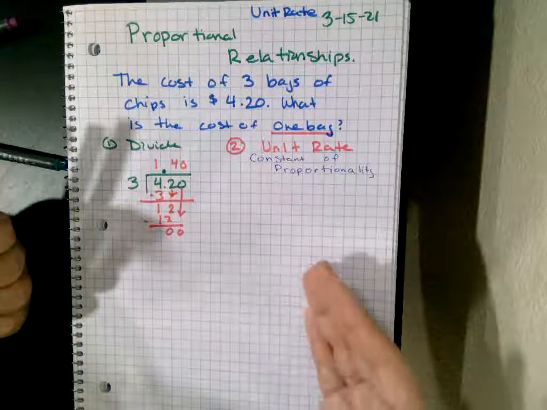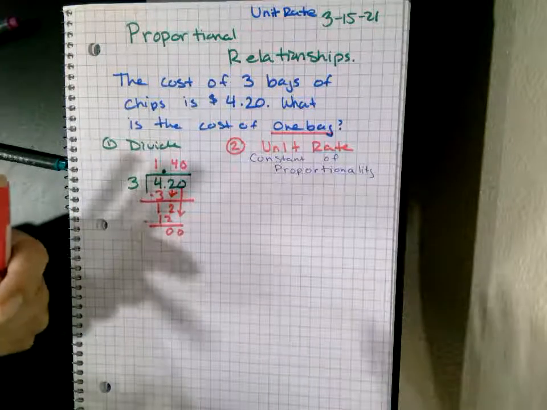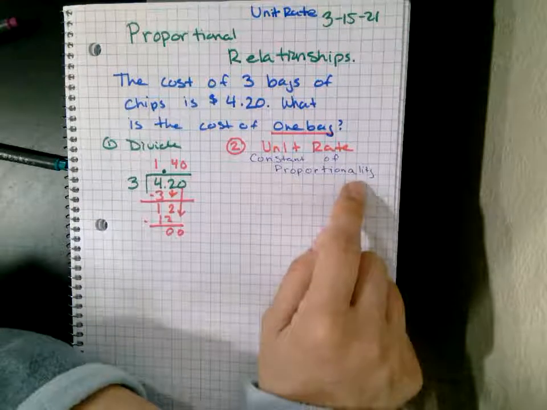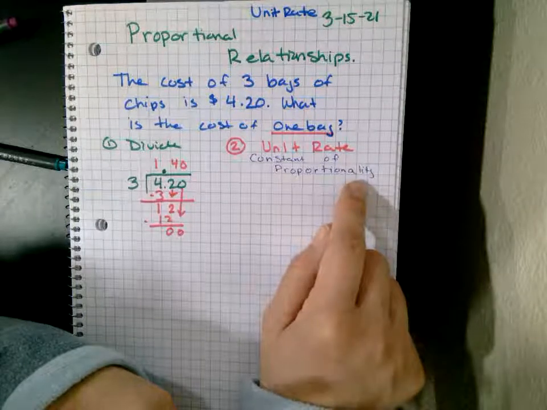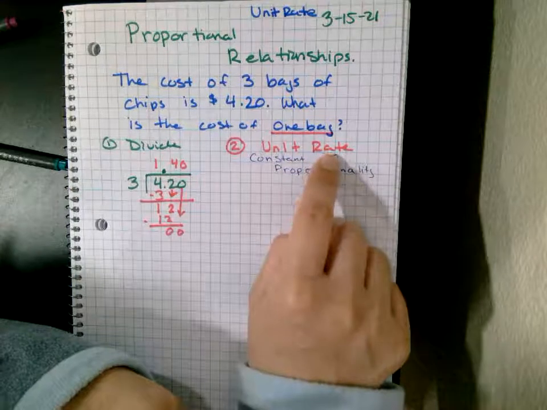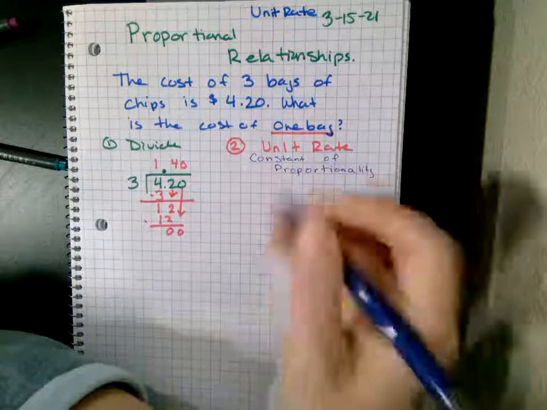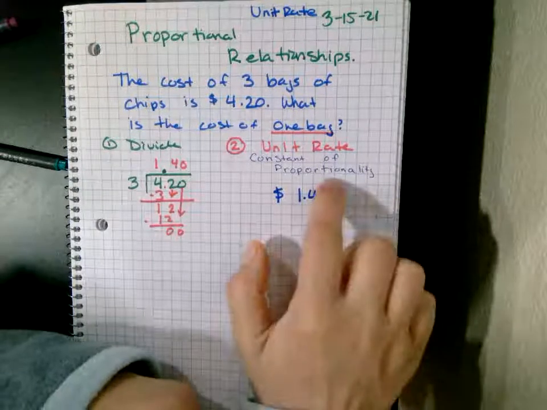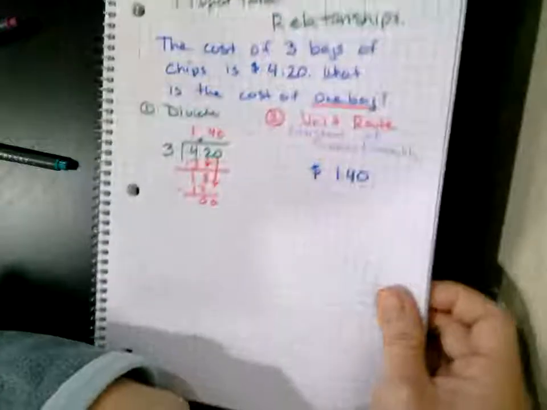What's the cost of 1 bag of chips? How many miles can you run in 1 hour? Whatever 1 is. So in 7th grade, we call it the constant of proportionality. On tests and quizzes and worksheets, they'll ask, what's the constant of proportionality? And you're like, the what? The who? All that means, it's a fancy word for unit rate. Our constant of proportionality in this problem is $1.40. That's called the unit rate, when you're finding one of something, okay?